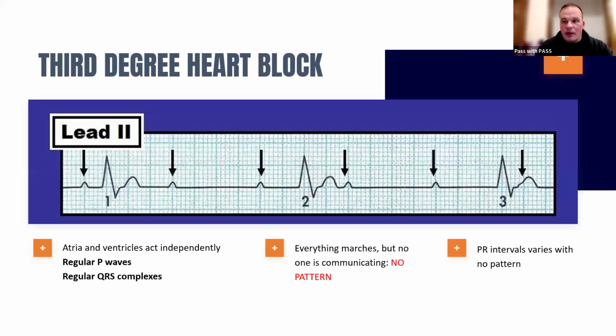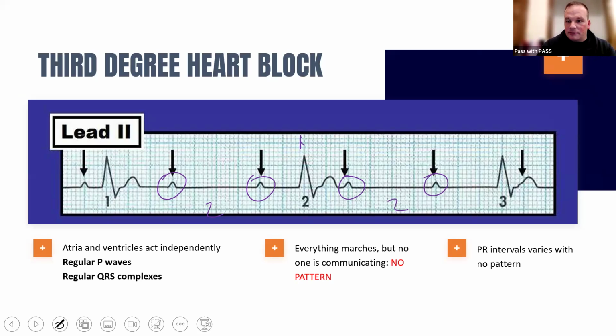All right, third degree heart block. Do I have more P waves than QRSs on this strip? 1, 2. I have 2 P waves. I have 1 QRS. 1, 2. I have 2 P waves. I have 1 QRS. So yes, I do. It's a heart block. Don't know what kind because I haven't looked at any other rule, right? But I know it's a heart block.